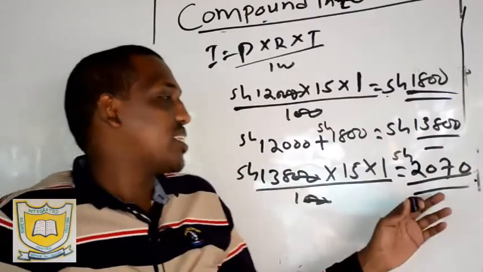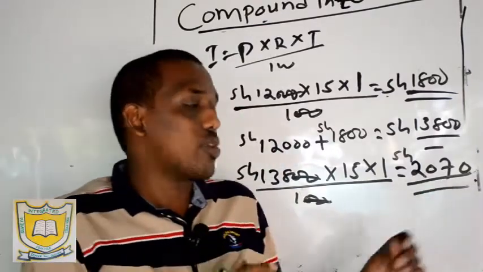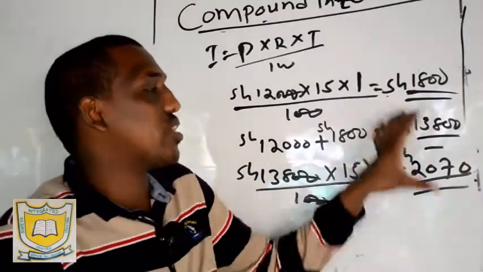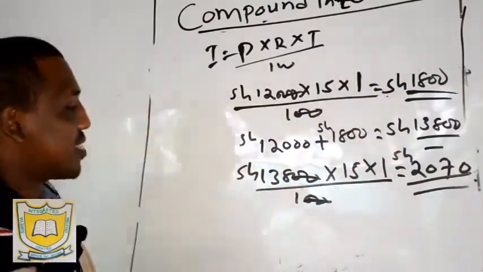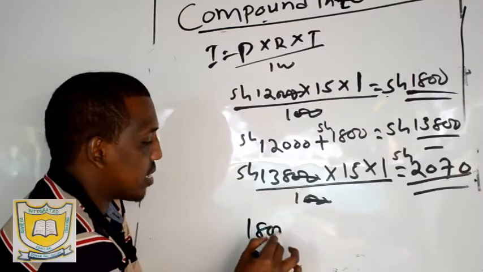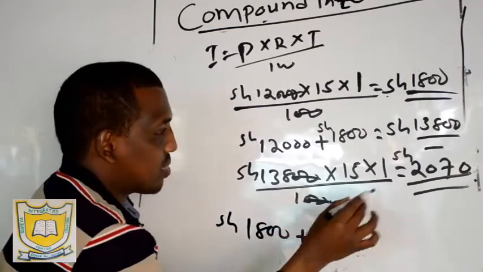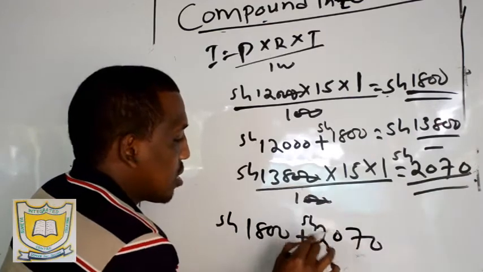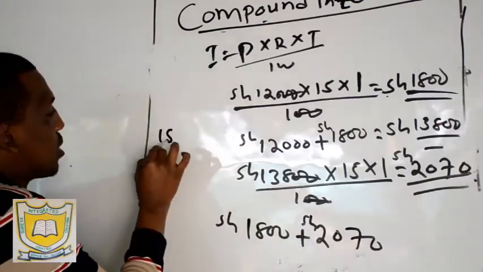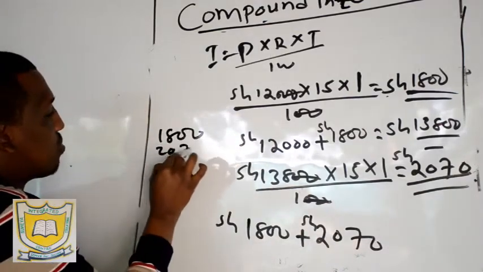So now this is the second year interest. So what do we do now? First year interest, second year interest. To get the compound interest, you add the two interests now. The first year interest was shillings 1800 plus 2070, the second year interest. Let us add now. Shillings 1800 plus 2070.